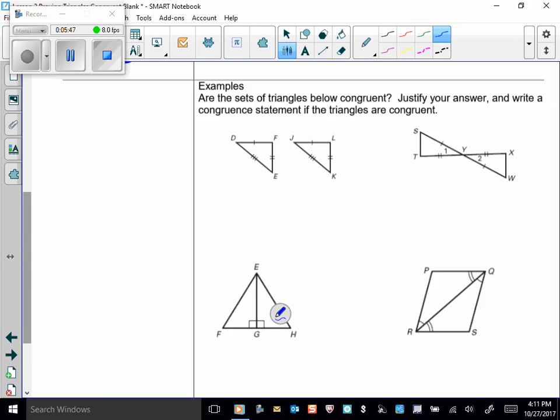Okay, we got some examples here, so here we go. Are the sets of triangles below congruent? If they are, justify it and write a congruent statement. Okay, so yep, we got side, side, side, right? Side, side, side.